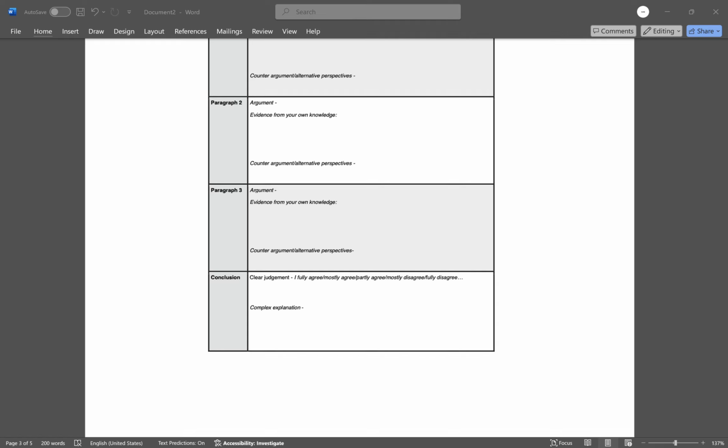And you also have to link back to the question in your paragraphs. This is what makes people lose marks the most. You have to link to the question in the beginning, the middle, and the end of each paragraph. And if you feel like you're doing it too much, that means you're doing it right.